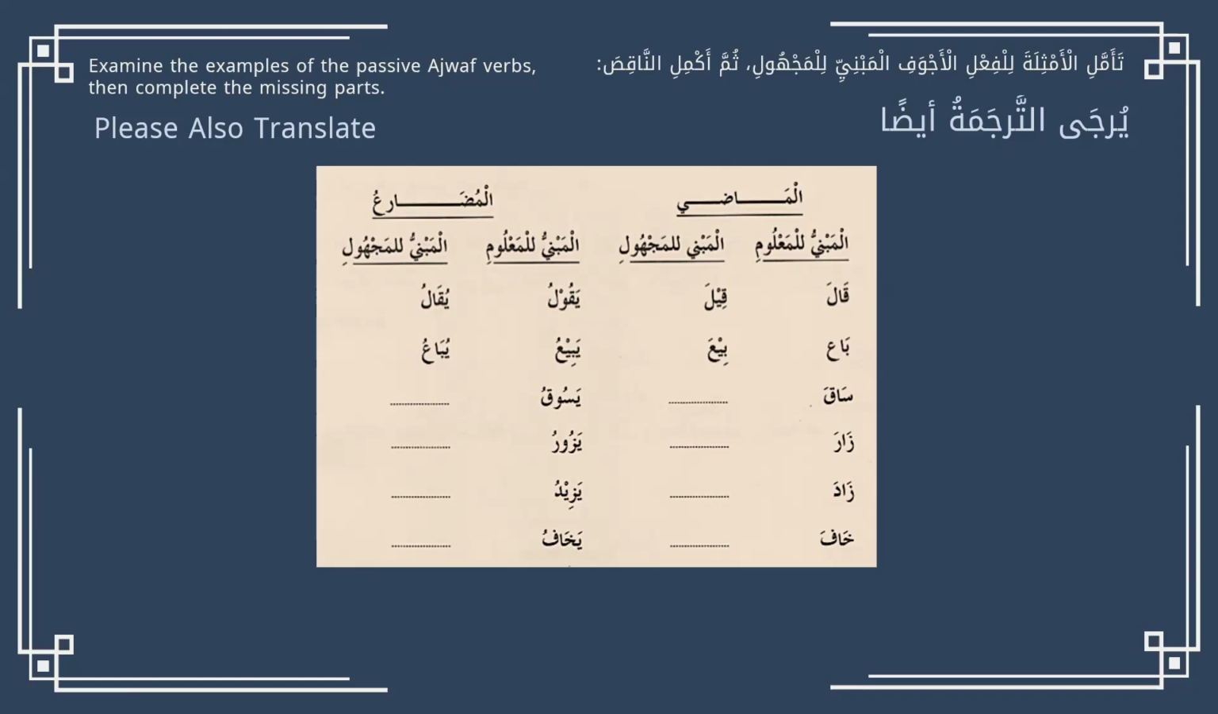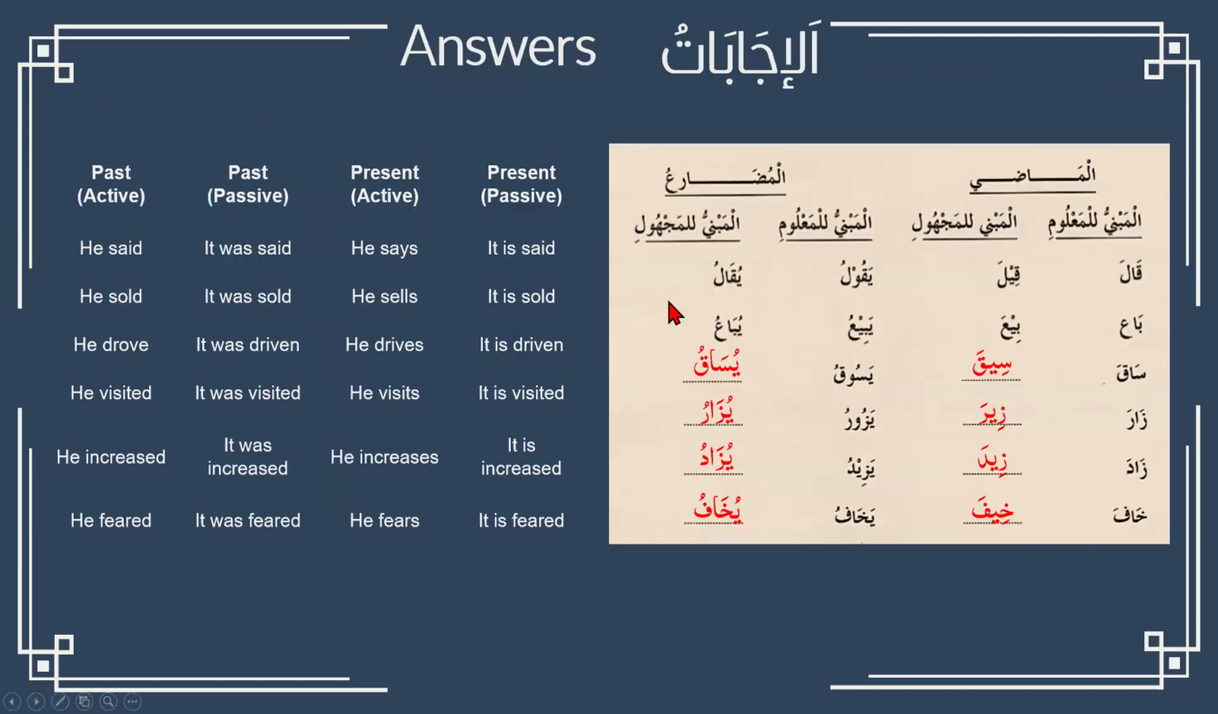يزور, to visit. يزار, is visited. يزيد, يزاد, to increase something. يزاد, to be increased. يخاف, to fear. يخاف is to fear, and يخاف is something to be feared, or it is feared. Very good. And here's the answer for all of these.